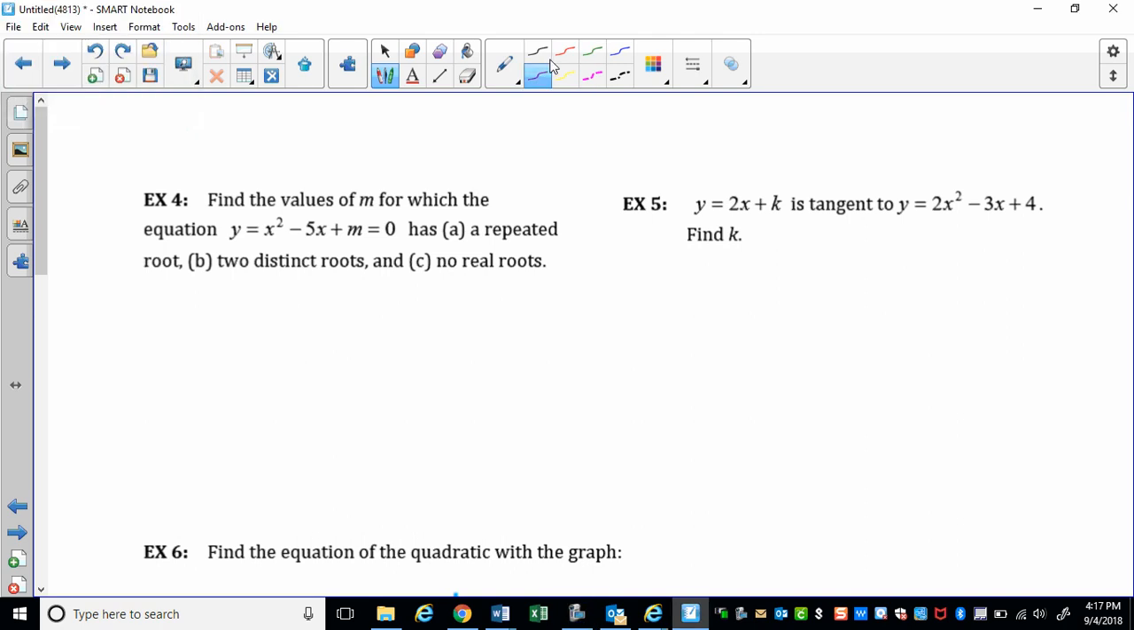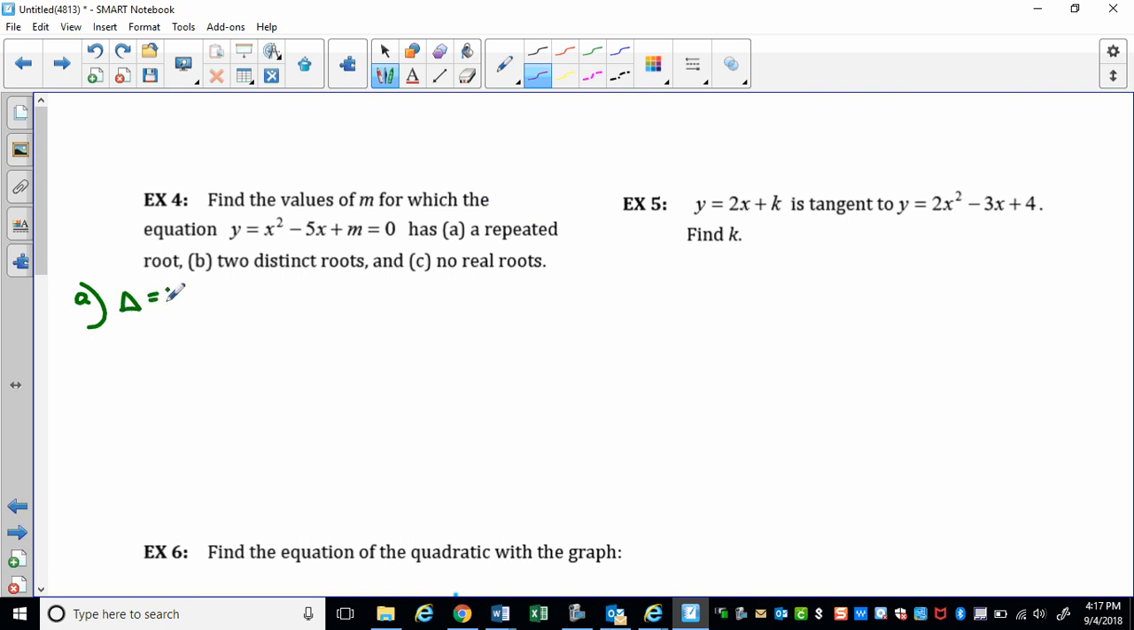So let's try number 4. It says find the values of m for which the equation has a repeated root, 2 distinct roots, and then no real roots. So for A, I know that it has a repeated root when my discriminant equals 0. So that's exactly what I'm going to do.